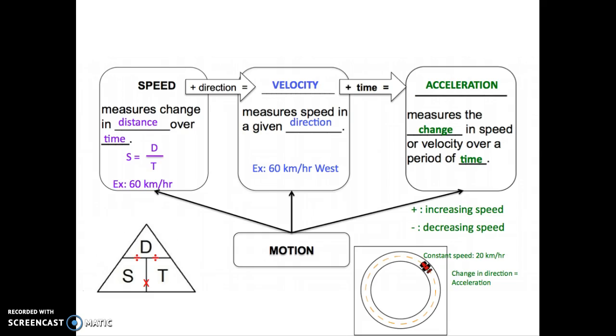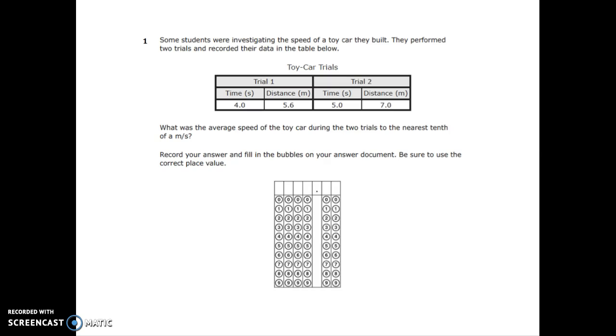Now we're going to go through a couple of practice problems. I'm going to do number 1 with you. I'm going to help you set up 2, 3, and 4, and you're going to work with your partner to solve 2, 3, and 4. Let's look at number 1.